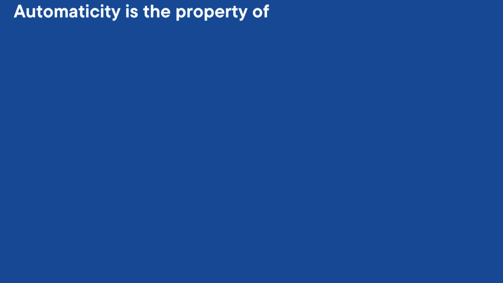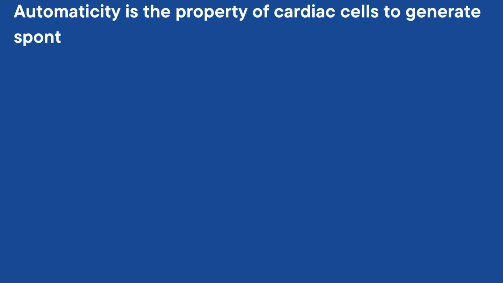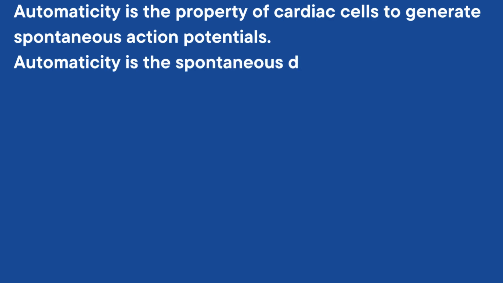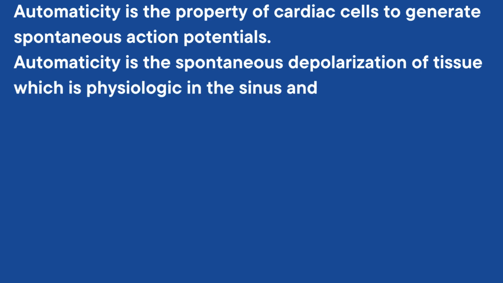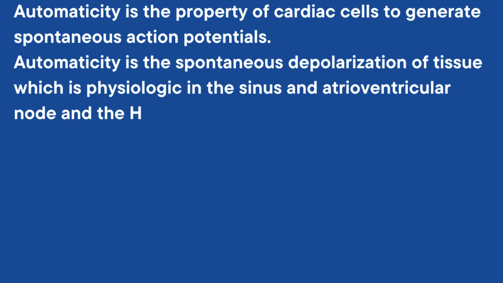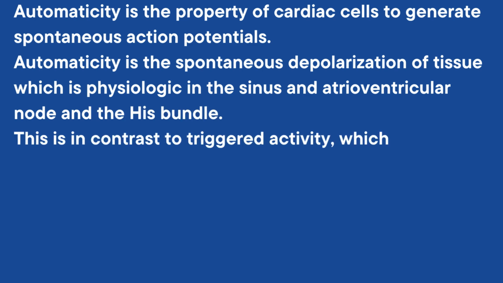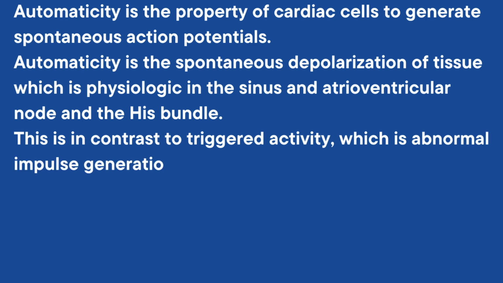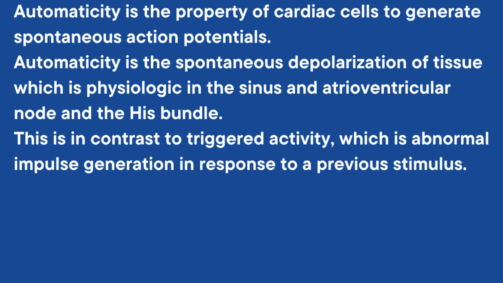Automaticity is the property of cardiac cells to generate spontaneous action potentials. Automaticity is the spontaneous depolarization of tissue, which is physiologic in the sinus and atrioventricular node and the His bundle. This is in contrast to triggered activity, which is abnormal impulse generation in response to a previous stimulus.